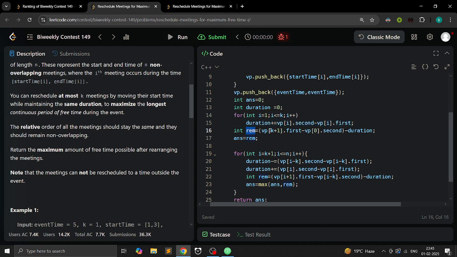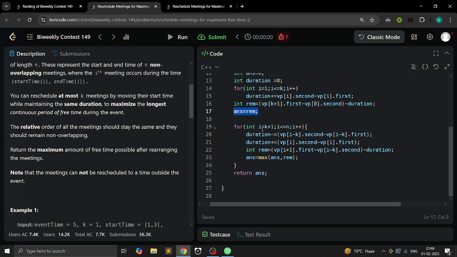The remaining free time would be the k plus 1 start time minus the end time of the block before, whatever that is. So this is the 0 block, second meaning end time. So that would be the total duration, the total event time. Basically, we will subtract the duration of the meetings, so that the remaining time would be the free time. That we will store in answer.